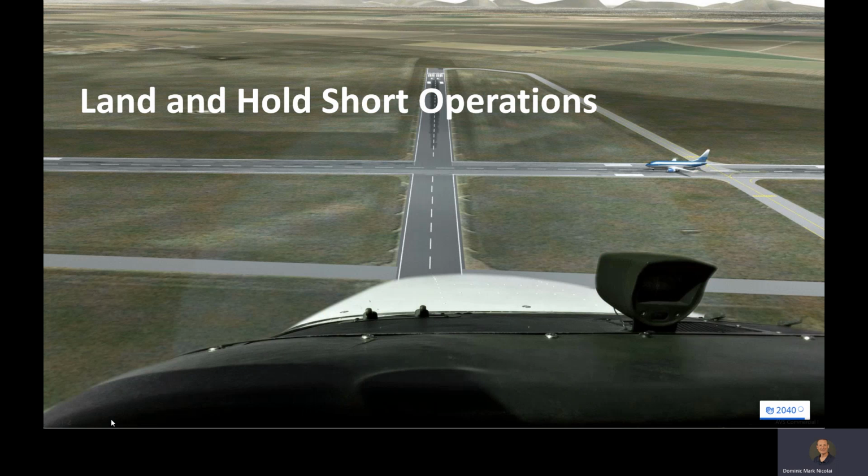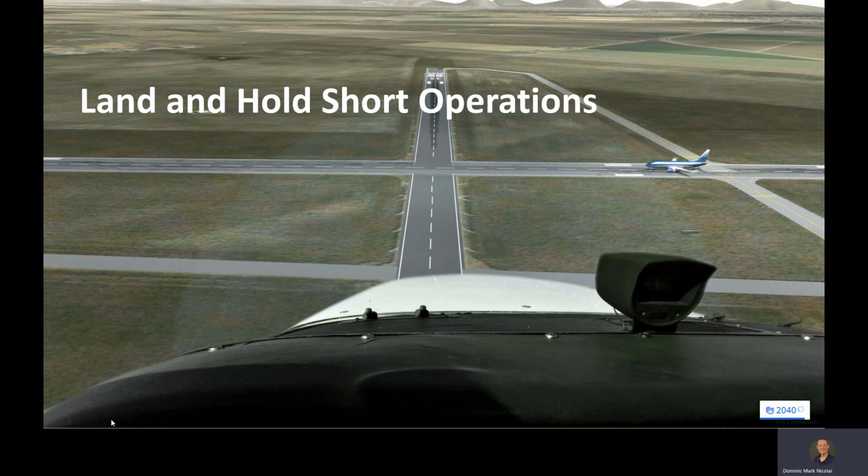We're going to begin with land and hold short operations. The FAA is very much driven by safety culture, first of all, but efficiency of operations next. And the number of operations that they can safely conduct at an airport is very important. Helps prevent congestion, but also helps keep the traffic moving so there isn't conflicts.